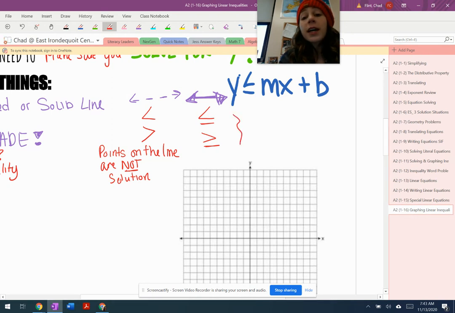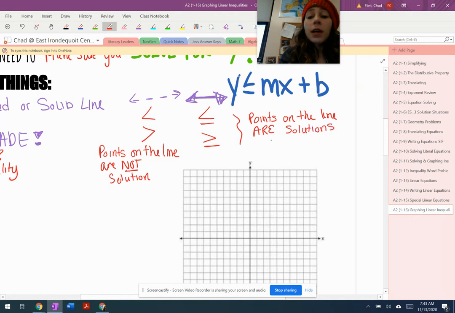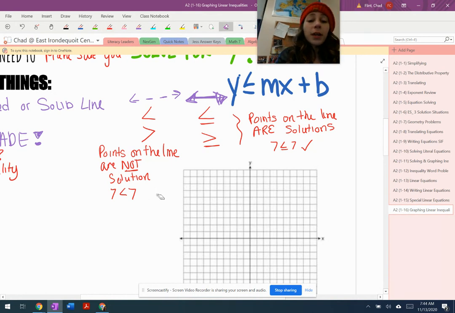Whereas with these guys, with the or equal to's, points that are on the line are solutions. And that's the same kind of reason. If 7 is less than or equal to 7, that's true, but 7 is not plain old less than 7. Not true. Not that x is confusing. We'll put false instead of an x in true.